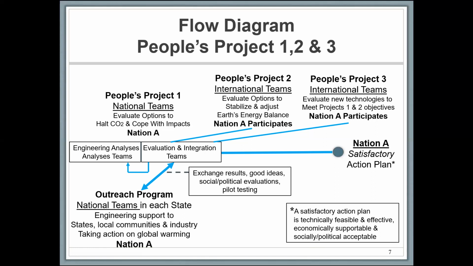A resulting satisfactory national action plan for Nation A will thus integrate the results from People's Project 1, 2, and 3, and from the outreach program, thus achieving broad national and international input. The nation's satisfactory action plan must be technically feasible and effective, economically supportable, and socially politically acceptable.